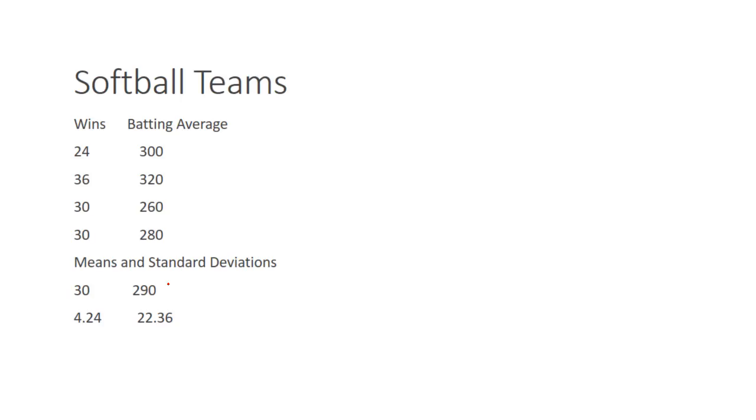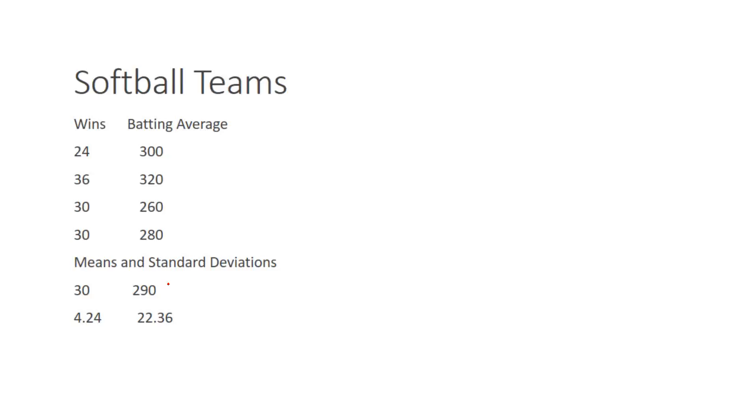So here's an example. I took 4 softball teams. These are 4 actual softball teams from the fabulous Mountain West Conference. And I put down the number of wins they have and their batting average. Batting average usually has a decimal point, .300, but I took the point off because who wants to deal with the decimal point thing?